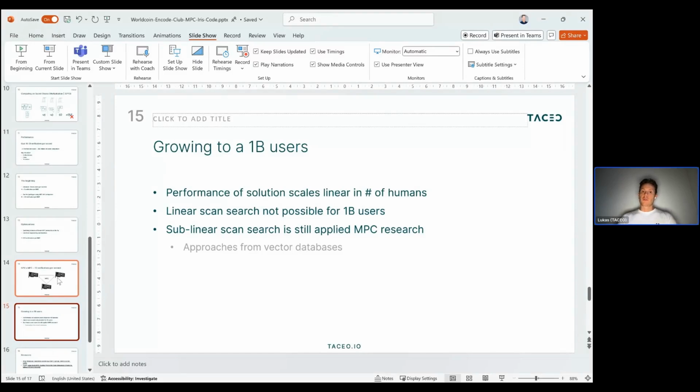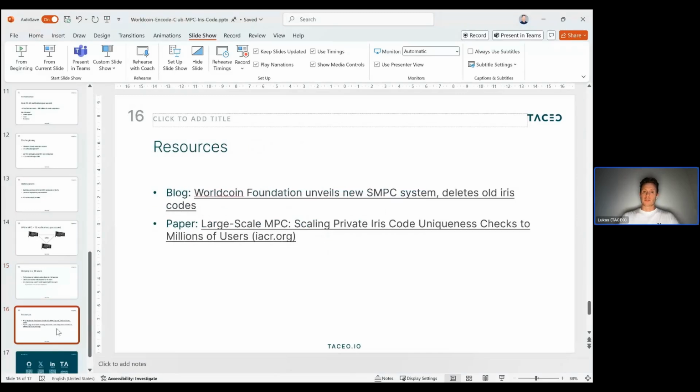So this was a very quick walkthrough of the MPC uniqueness check. If you want to go into more detail, I would recommend the blog from the Worldcoin Foundation, where there are also some nice animations and some longer video explanations. And if you're already quite familiar with MPC, you should check out the paper that we have written together with the Worldcoin Foundation, which is publicly available. It's called Large Scale MPC. You can find it on ePrint and download it. But here it is really necessary to have some background in cryptography and MPC.